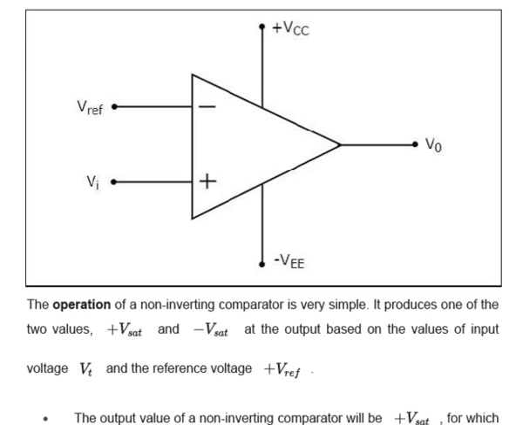So here the operation of a non-inverting comparator is very simple. It produces one of the two values, plus V saturation or minus V saturation, at the output based on the values of input voltage Vi and the reference voltage V reference.